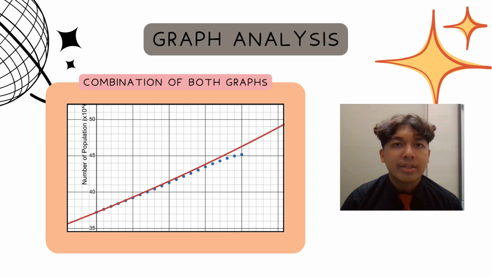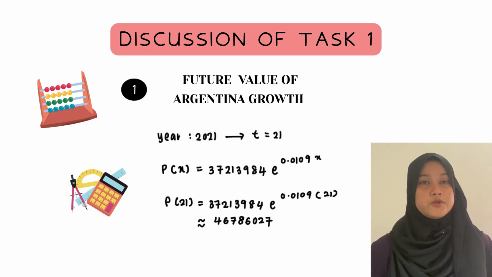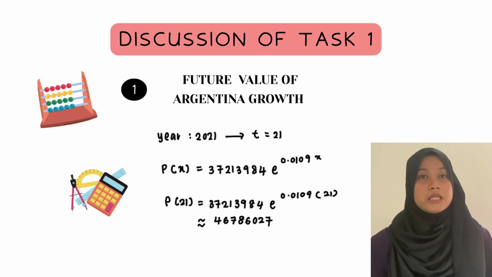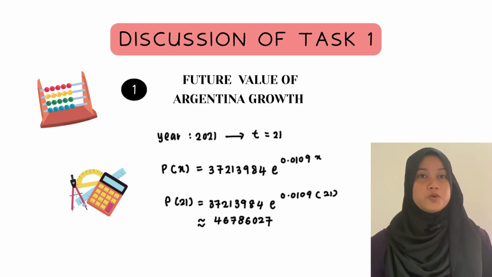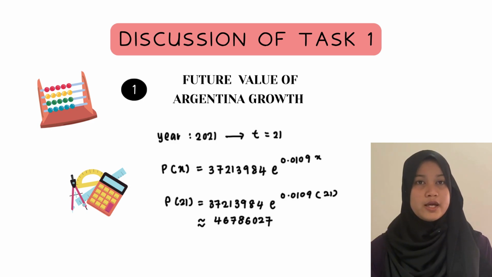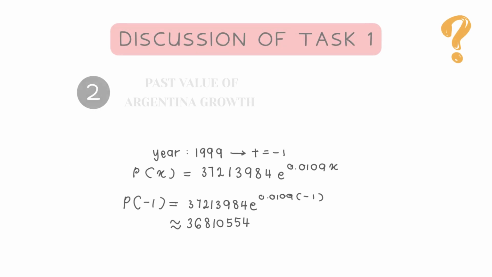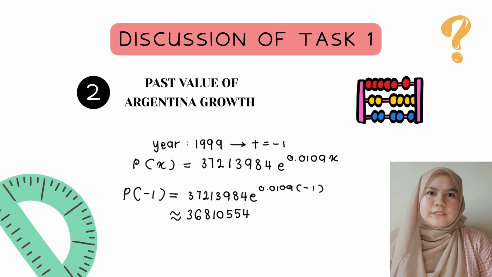When we combine these two functions together, we can see that they have a slight mismatch or difference in the progression value, indicating that there are slight differences between the predicted value and the actual value from the data. To determine the future value of population in Argentina, we choose the year of 2021, which indicates t equal to 21. So, we substitute t equal to 21 into the particular solution equation. Hence, the value we got is 46,786,027.